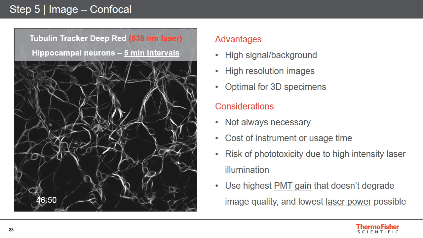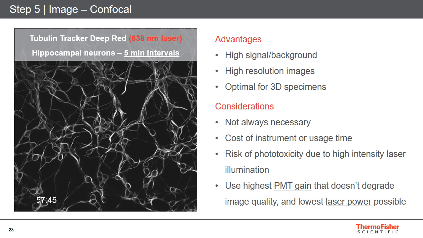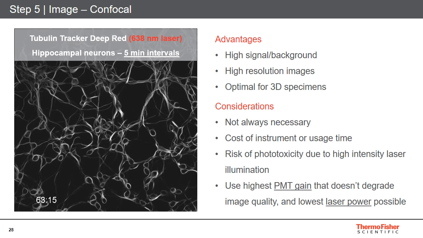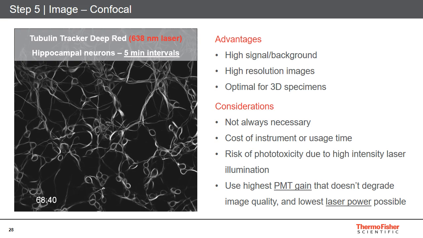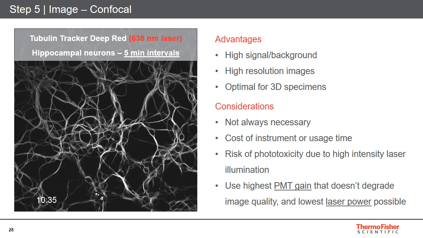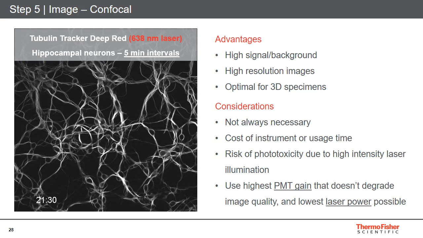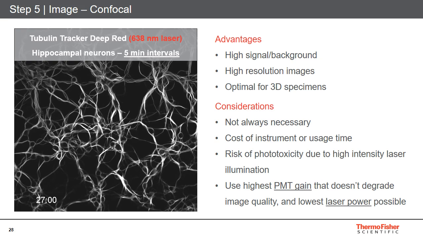And these are primary hippocampal neurons, which are a relatively sensitive cell type compared to the HeLas that we were imaging previously. And we can see that we're able to image these every 5 minutes all the way out to about 72 hours without really any induction of cell toxicity or detachment from the substrate.